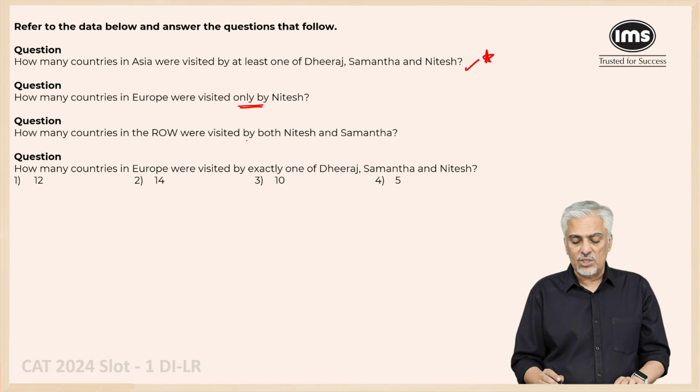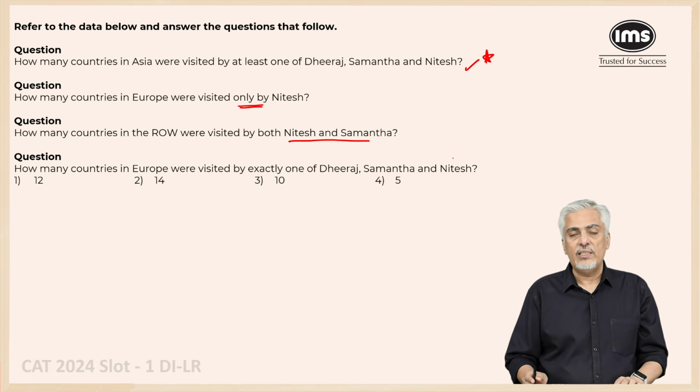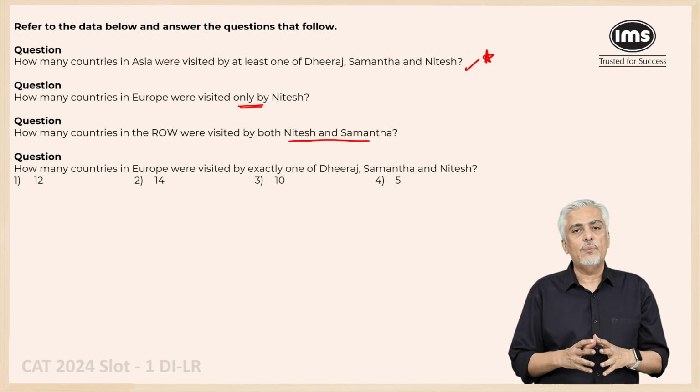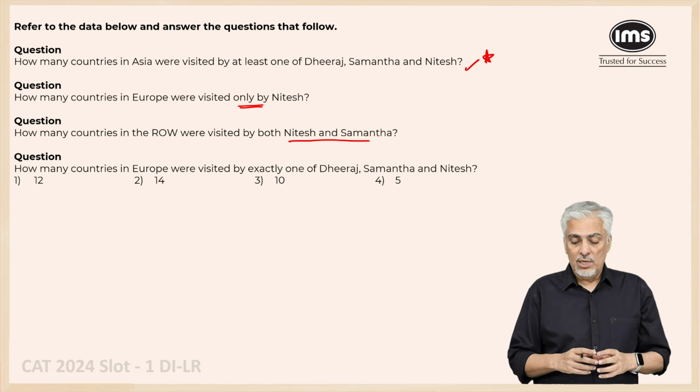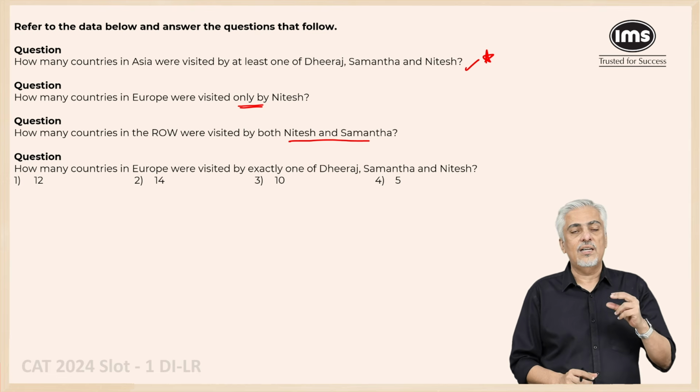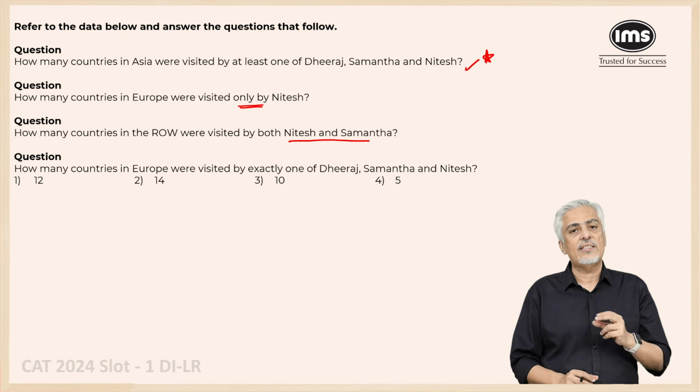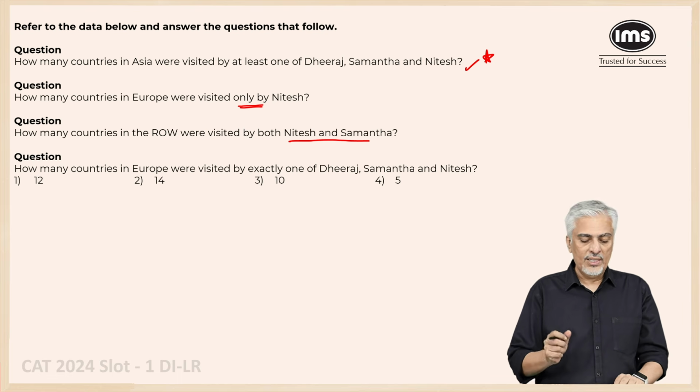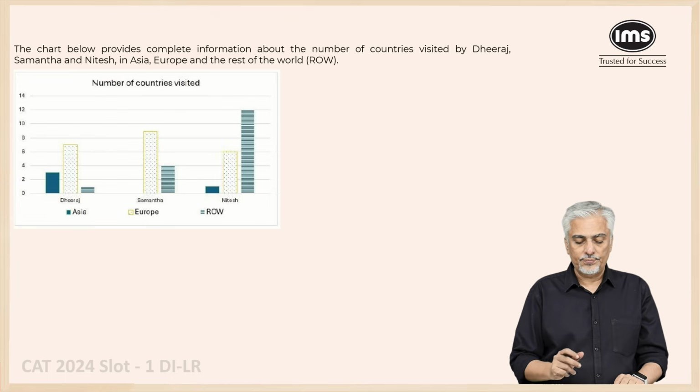How many countries in the rest of the world were visited by both Nitesh and Samantha? By both of them together, how many countries are there? And how many countries in Europe were visited by exactly one among Dheeraj, Samantha and Nitesh? So Europe had how many countries where exactly one of them, where only Dheeraj has been, only Samantha has been and only Nitesh has been. Right? Based on this, we've realized what we want to find. Let's go ahead. So the chart, we already know what it tells us.